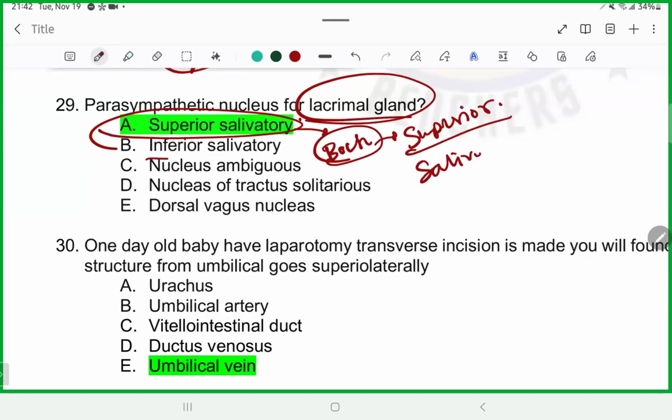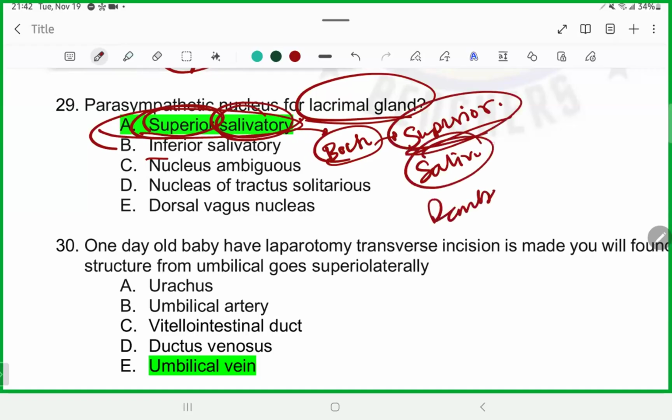And I intentionally do these things because these words come in your exam. I choose only those words that come in your exam so you can remember better. Superior salivatory and lacrimatory nucleus. I have entered into your subconscious mind, and in your exam, you will see I'm talking to you that this will be the answer, and that will be the answer. You will just see it very clearly.